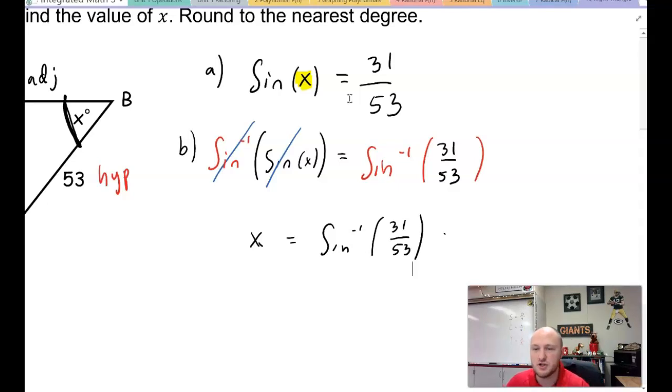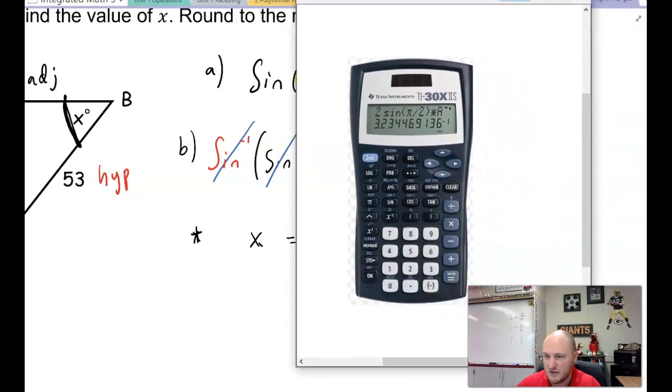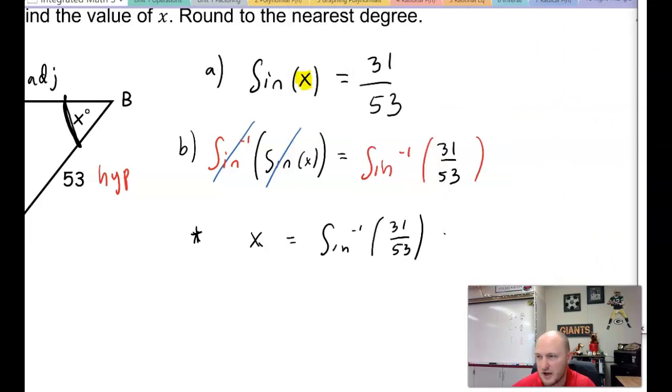Now, some people can jump straight to this equation. They can jump straight there. I know I want to solve for an angle. I know I'm given opposite and hypotenuse. So the angle is the inverse sine function of 31 over 53. Okay? So you can do that, and then we're going to go to our calculators. Again, on your calculator, to access the inverse trig, you need to hit the second button, and then the appropriate trig function. So you should see sine inverse on your calculator.